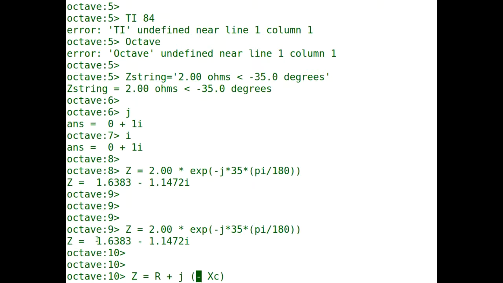So what this tells me is that the amount of resistance in my circuit is minus 1.638 ohms. And the amount of capacitive reactance is 1.1472 ohms. Okay. So this is the amount of resistance in that circuit. And this is the amount of reactance.